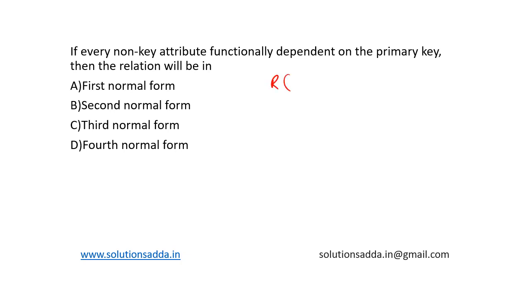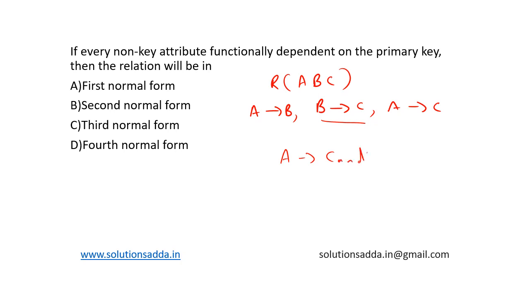Assume the relation R having attributes A, B, and C. Let's assume the functional dependencies as A derives B, B derives C, as well as A derives C. In the question, it is not mentioned that non-prime attribute is only dependent on primary key. So the functional dependency B derives C is perfectly valid. As a result, the relation is in 2NF but not in 3NF because every non-key attribute is transitively dependent on the primary key, and A is the candidate key here. So option B, second normal form, is the correct answer.